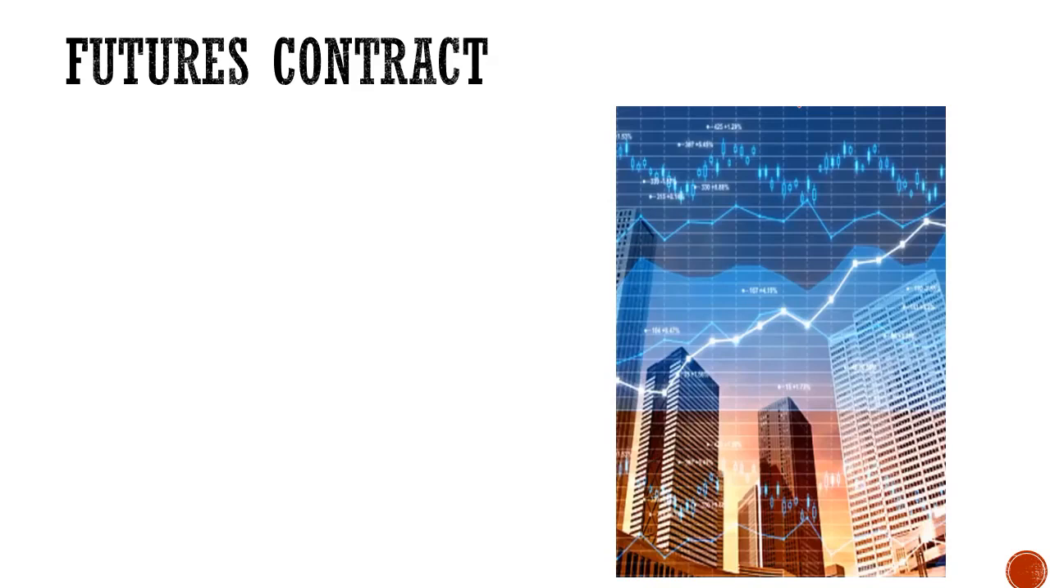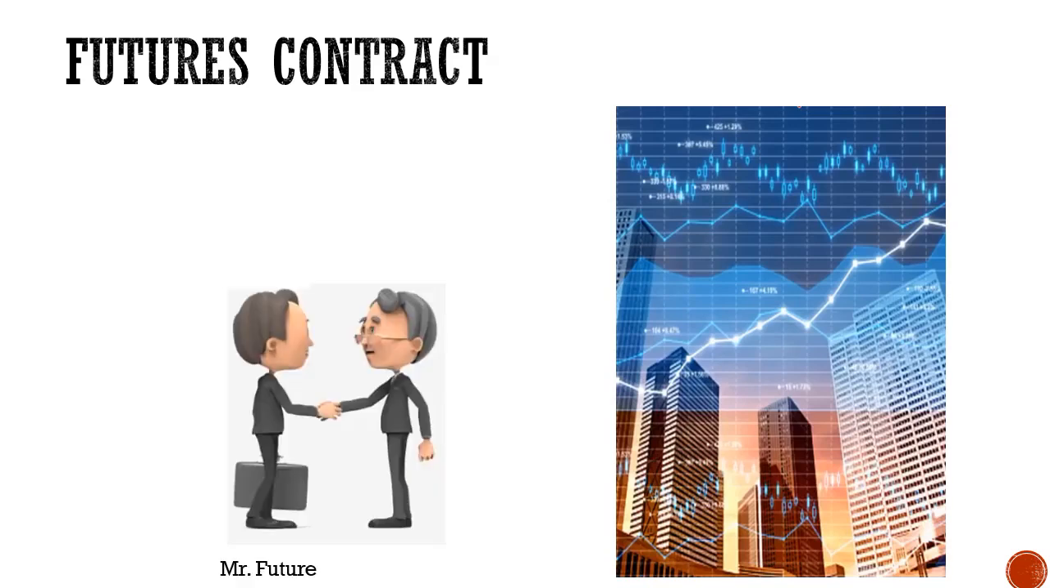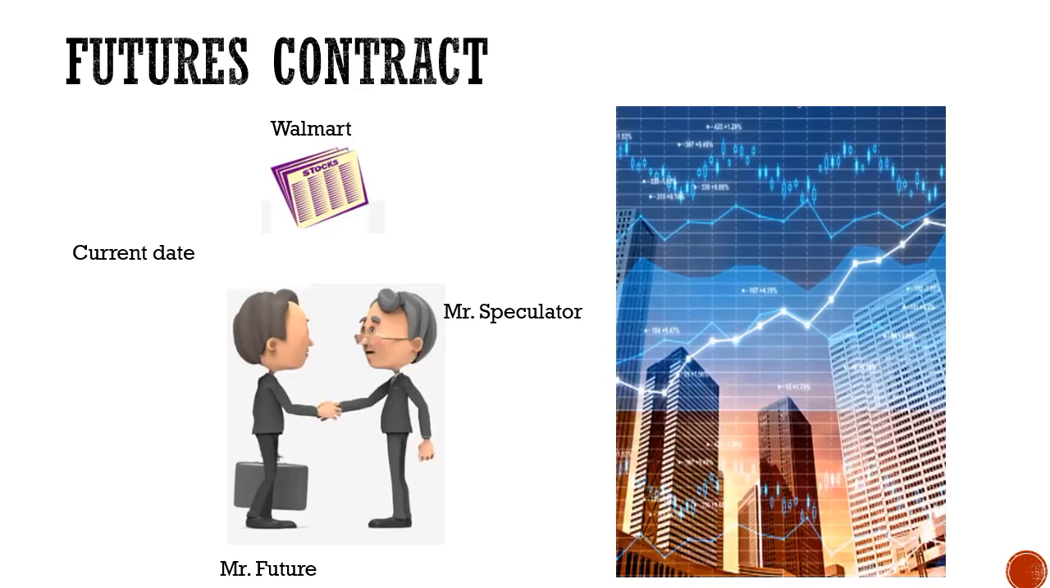Okay, now let us take another example on future contract. Let's say there are two people. Number one, Mr. Future, and the other one, Mr. Speculator. Now, Mr. Future already has some shares, let's say of Walmart, and let's say at the current date, the date is 5th April 2020, he has Walmart shares which are costing rupees 75.